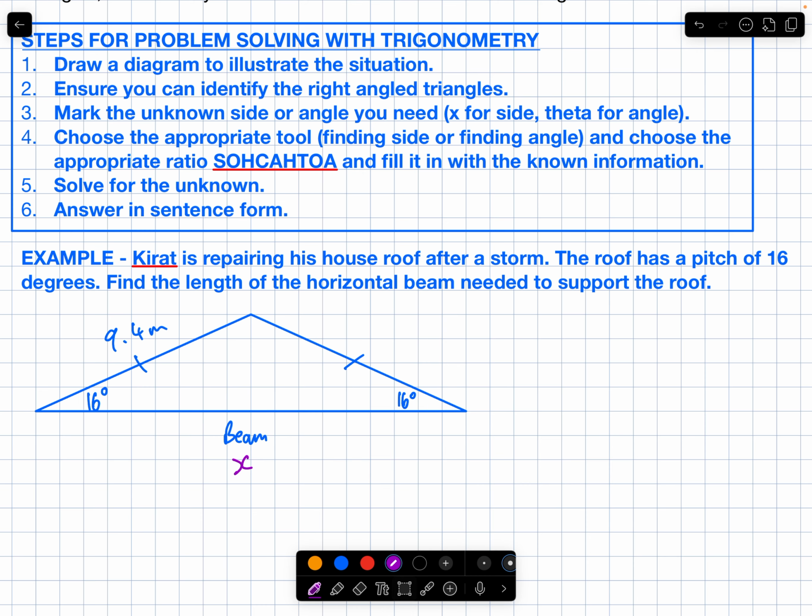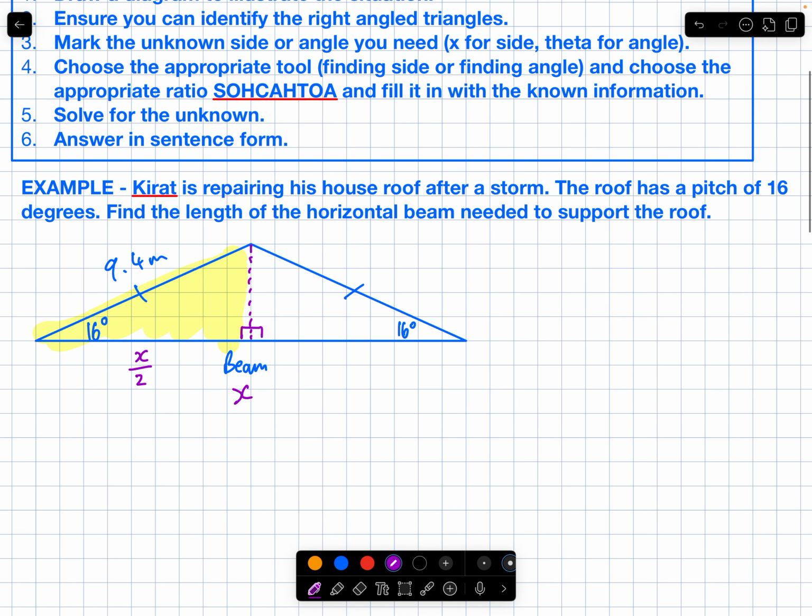The problem we've got here is this is not a right angle triangle. But there are two right angle triangles. If I split this down the middle, these are both right angle triangles. So if we focus on this particular one on the left-hand side, this is the triangle that we're going to focus on. That's going to mean that one of the sides that we find is going to be x on 2. So in this triangle here, I have the angle in the bottom left corner, I have the hypotenuse, and I have the adjacent.